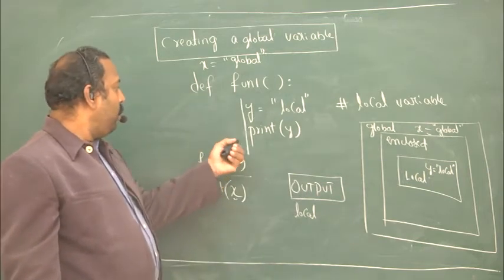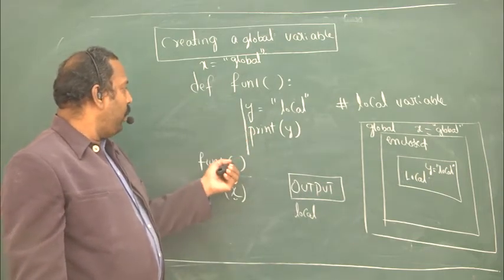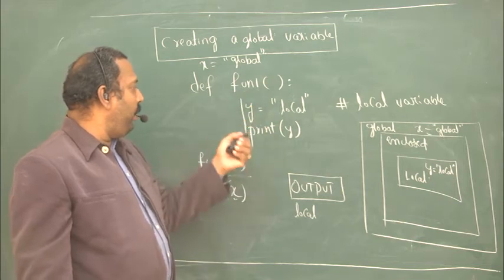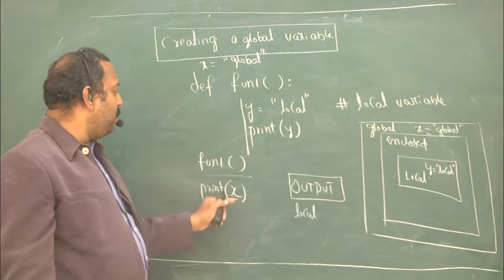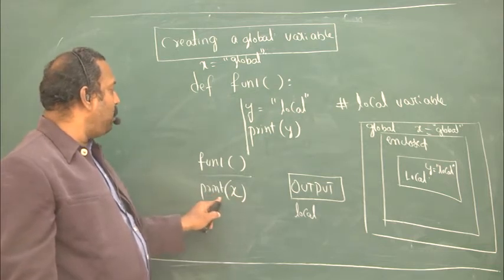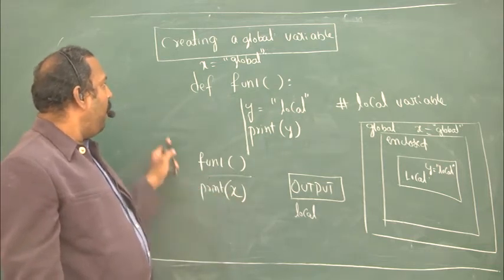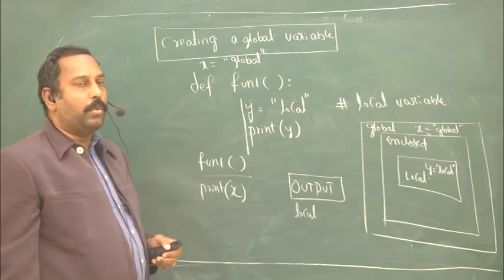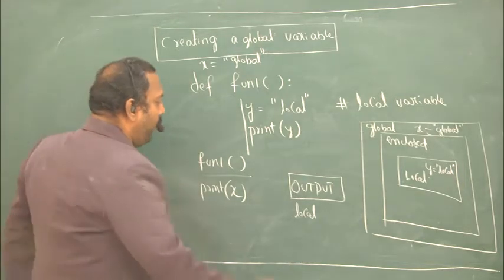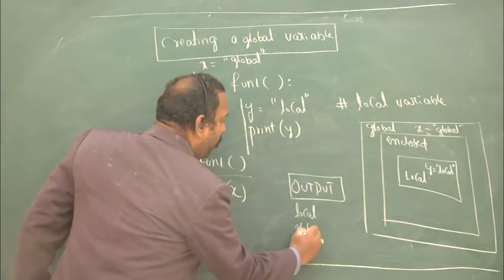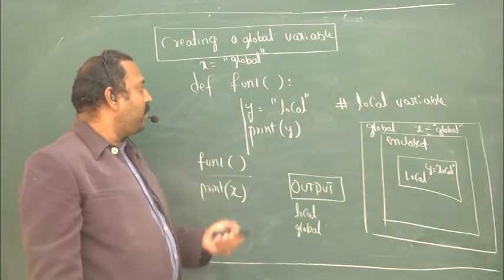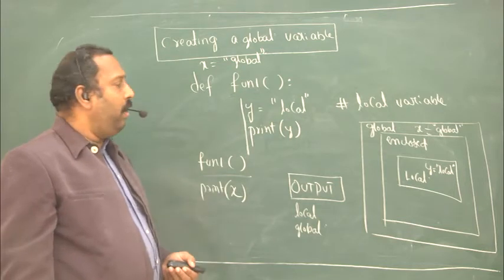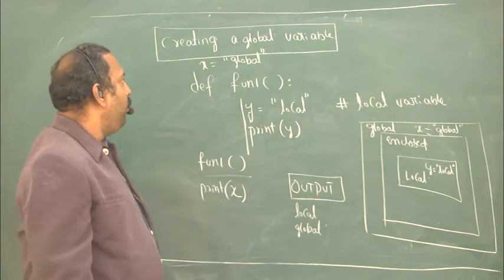Next, after calling the function, control will go and it will print the value of y. After that, it comes out of the function and prints x. The next statement is print x, meaning x is available in the global scope. So it will print the value global. So this is the output. Here x is a global variable and y is a local variable.